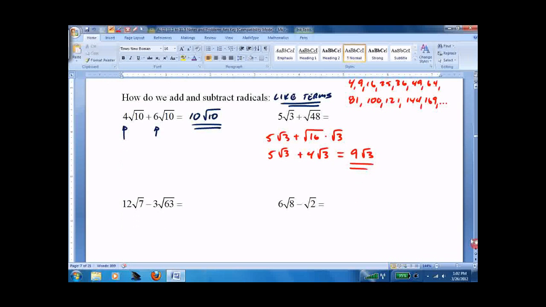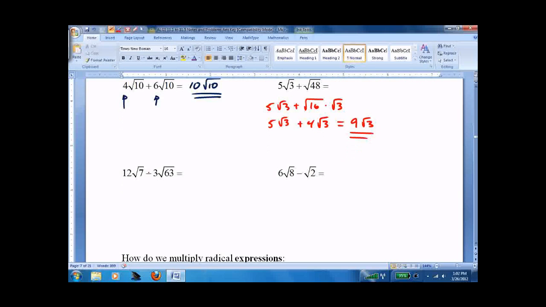Try the next two on your own. Remember, this is really a plus minus. This is really a plus minus. You don't want to mess with those negatives if you can help it. See what you got to do. Now, you know this is going to be something times root 7. Go for it.